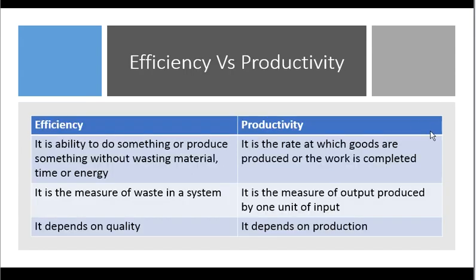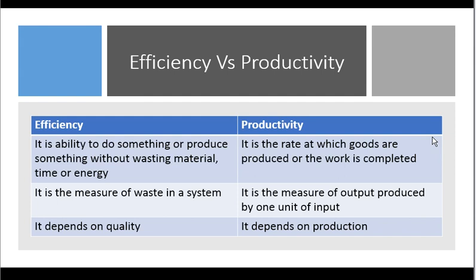Next I try to explain efficiency versus productivity. As mentioned, efficiency is the ability to do something or produce something without wasting material, time or energy. But productivity, we know, is the rate at which goods are produced or work is completed. Efficiency is a measure of waste in a system. Productivity is a measure of output produced by one unit of input. So efficiency depends on quality, and productivity depends on production. Now I try to explain what efficiency is.